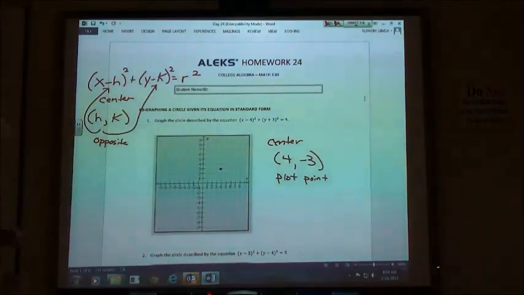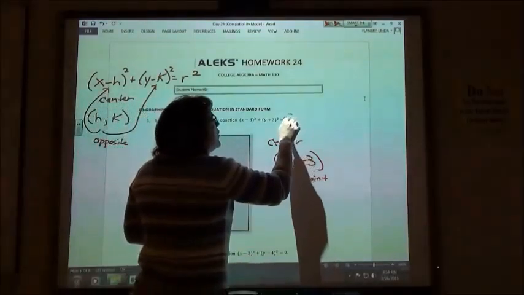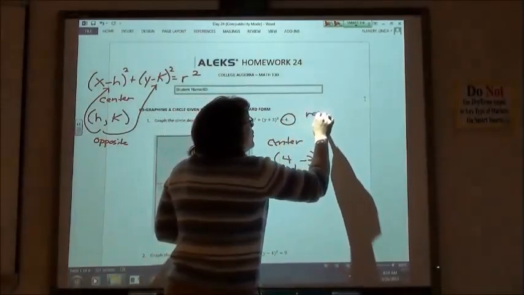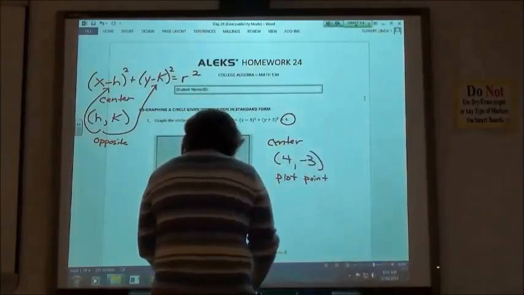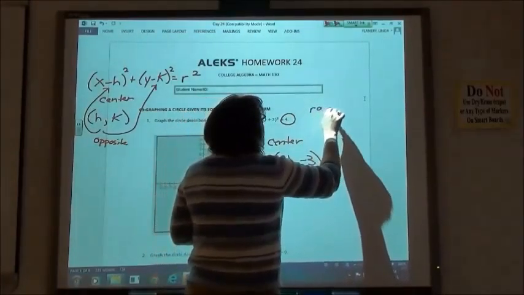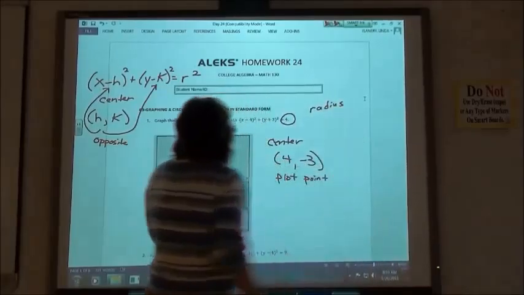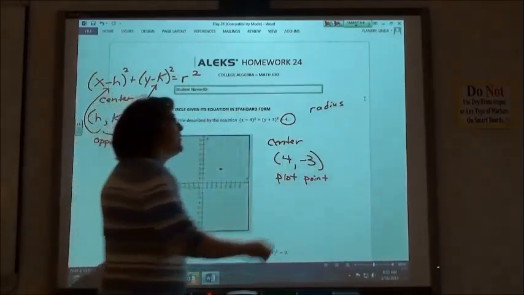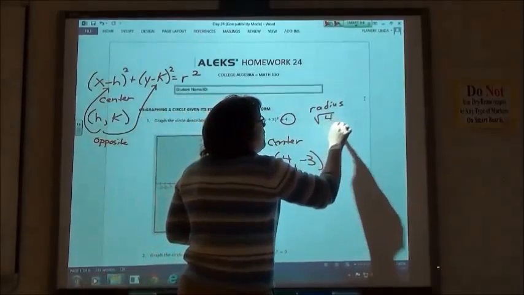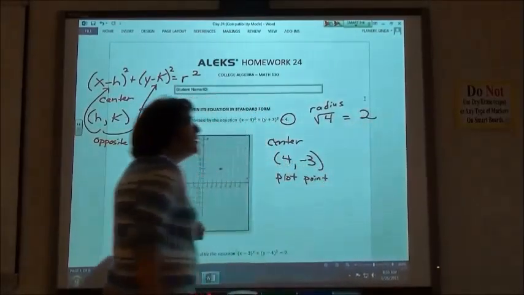Okay? Your radius, you're going to use this number. For the radius, whoops, I can spell today, evidently. Because it's this number squared, you're actually going to do the square root of that number. If I do the square root of 4, my radius is 2.